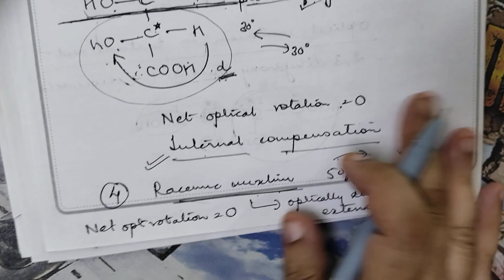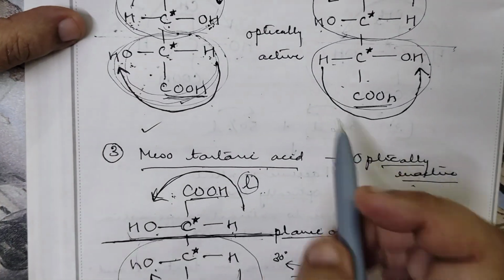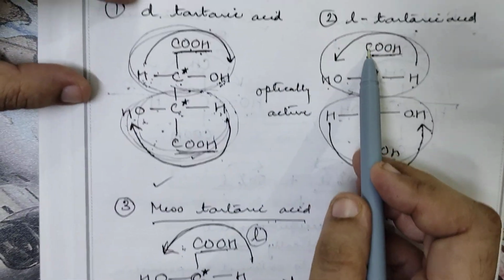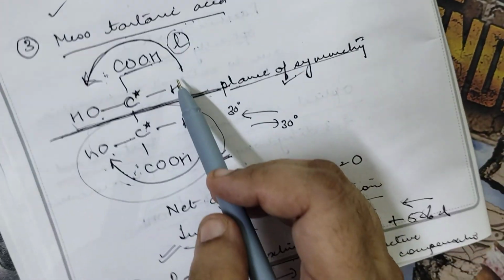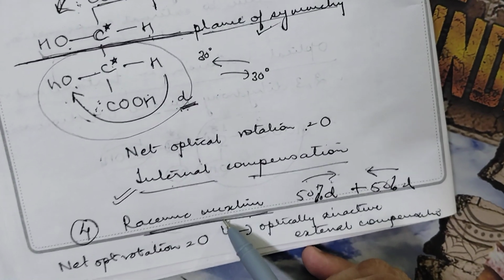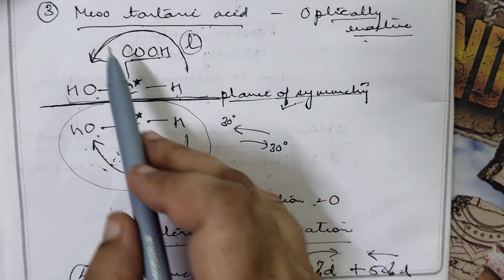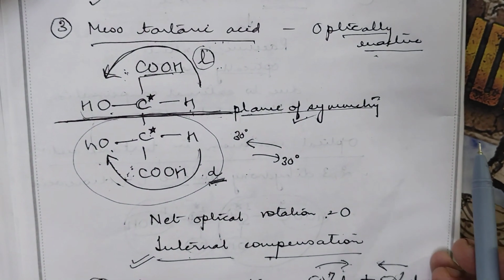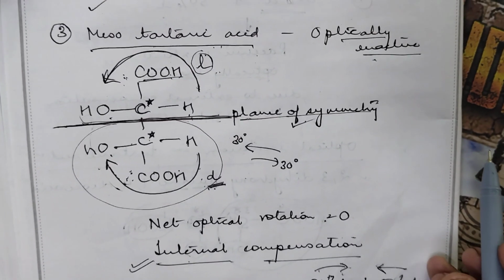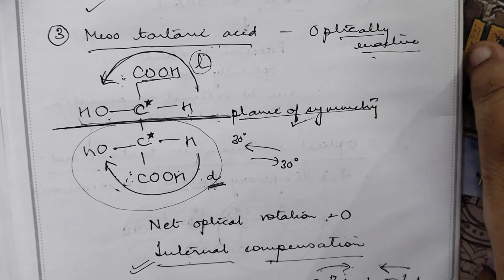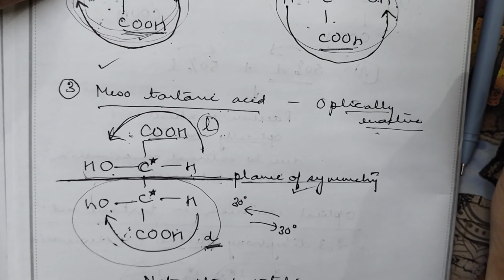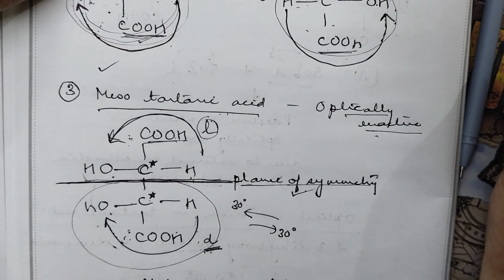So when you are given to draw the optical isomers, draw dextro and levo and also draw meso and racemic. Give an account of racemic, you don't have to draw anything here, but in meso you have to draw the structure. So this is how optical isomerism exists in tartaric acid, and this is all about this topic.